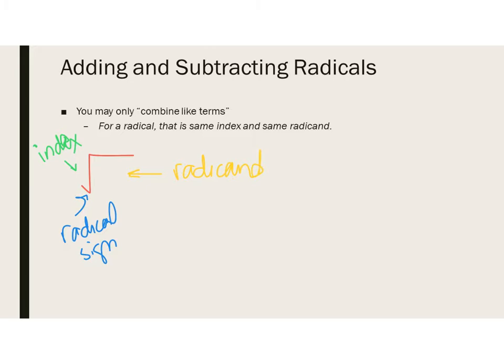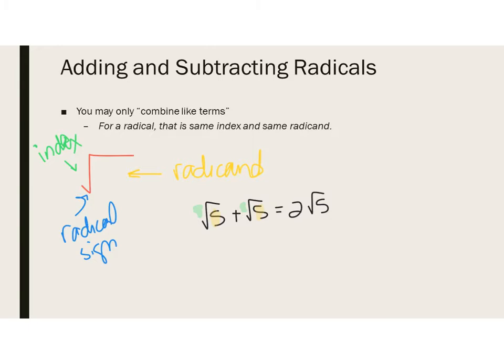So for instance, a very simple example would be the square root of 5 plus the square root of 5. That happens to be 2 square root of 5, like I have 2 of them. Those both have the same radicand. They both have a 5 there, and they both have the same index. When there's nothing there, there's an invisible 2.